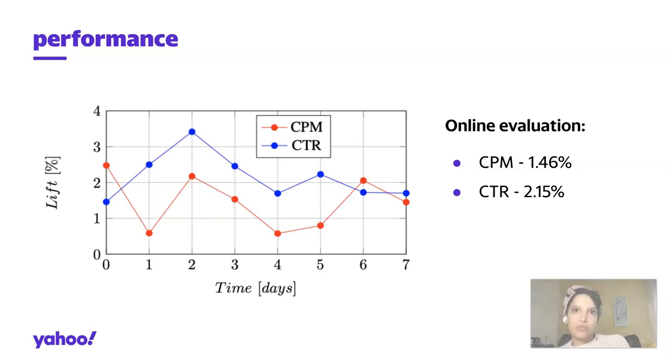To evaluate the online performance that determines whether the DLFM algorithm is pushed into the production system or not, we launch an online bucket serving a portion of Yahoo Gemini native traffic and measure the revenue lift in terms of average cost per 1,000 impressions, CPM, with respect to the production model. In this graph, we can see the daily CPM and CTR lifts of the DLFM bucket when compared to the baseline. On average, the online DLFM bucket showed 1.46% CPM lift and 2.15% CTR lift. Such a CPM lift translates to many millions of dollars in yearly revenue.